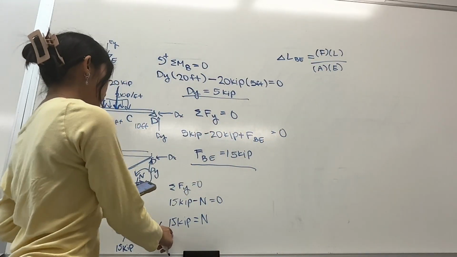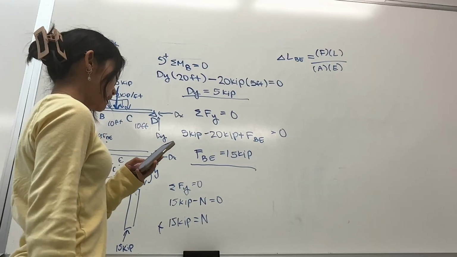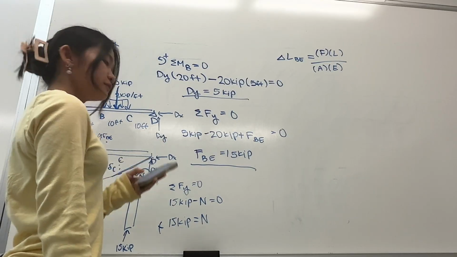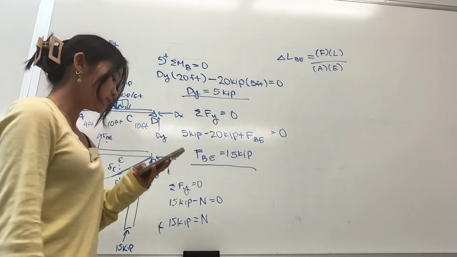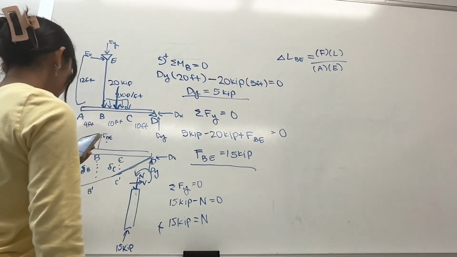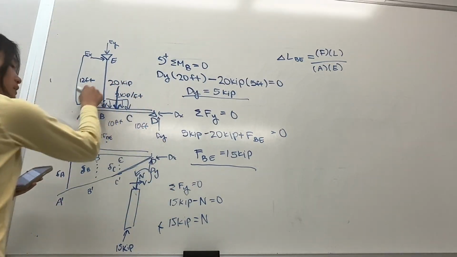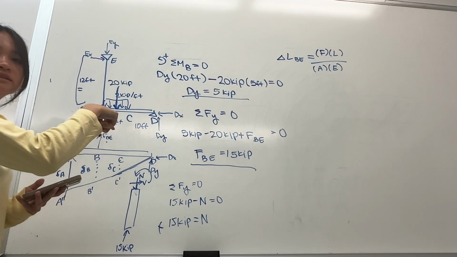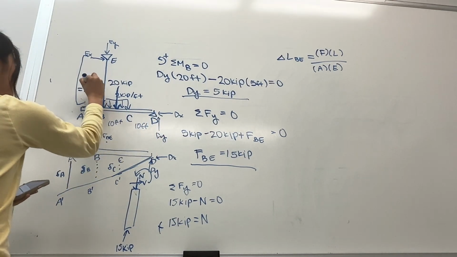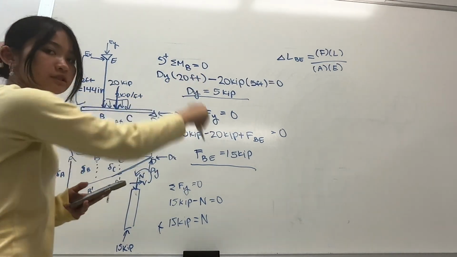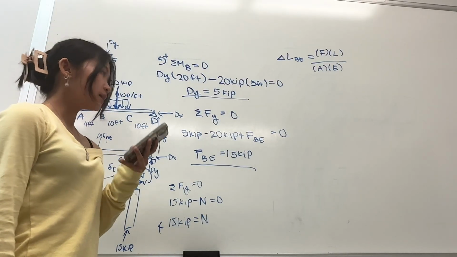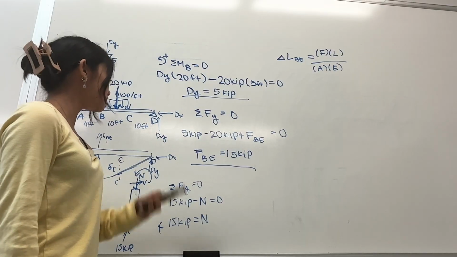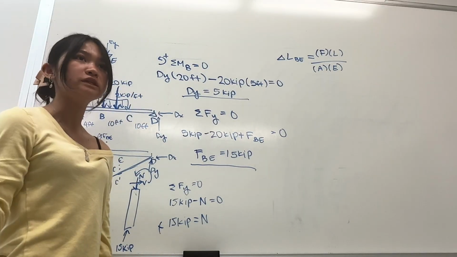We already have our force, and then we also have the length, which if we were to convert it to inches, we have our length of 12 feet, which is the same as 12 times 12, which is 144 inches. So we'd be using that for this equation. And then we have our area, which is also provided in the problem. That's A equals 2 inches squared.